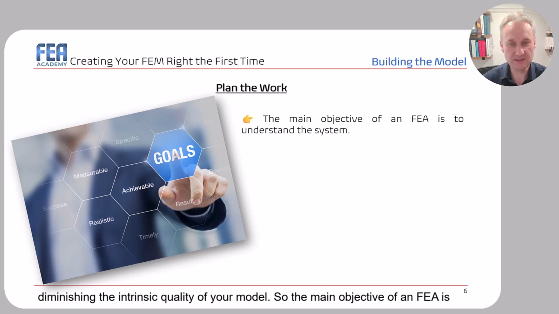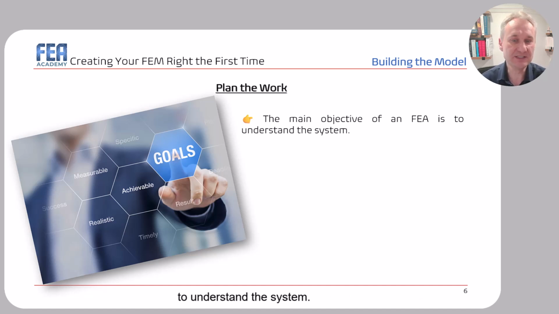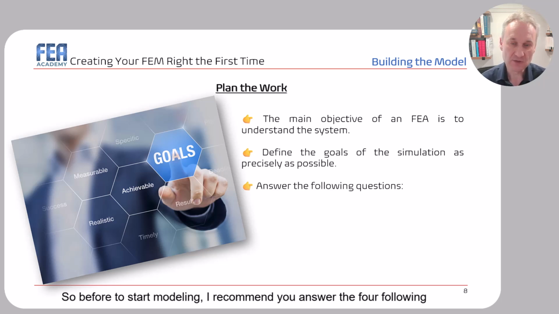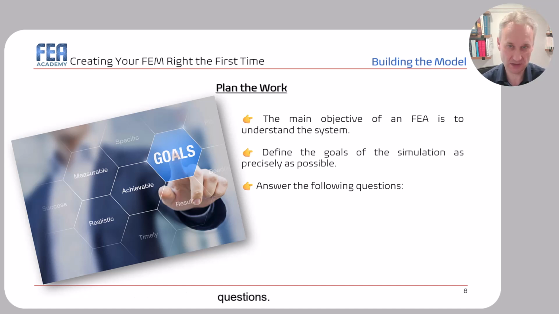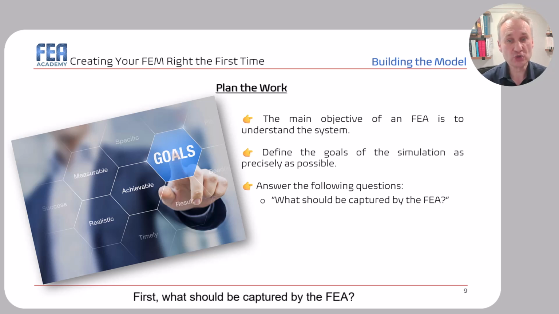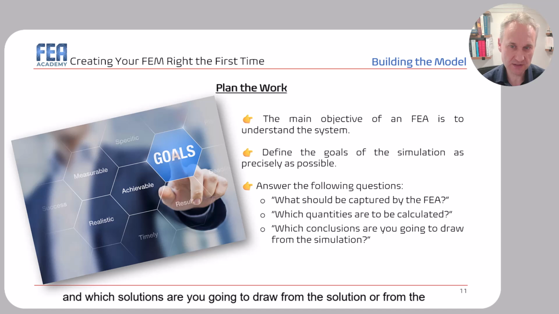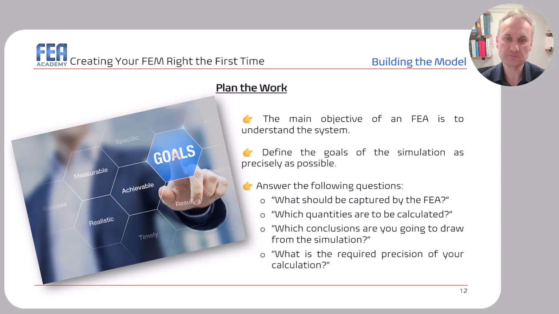So the main objective of an FEA is to understand the system. So you need to define the goals of the simulation as precisely as possible. So before starting modeling, I recommend you answer the 4 following questions. First, what should be captured by the FEA? Which quantities are to be calculated? And which conclusions are you going to draw from the simulation? And finally, what is the required precision of your calculation?